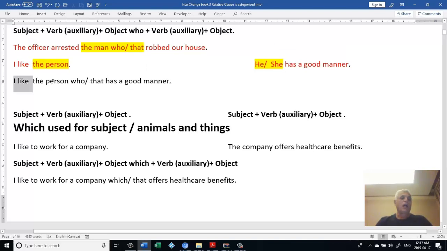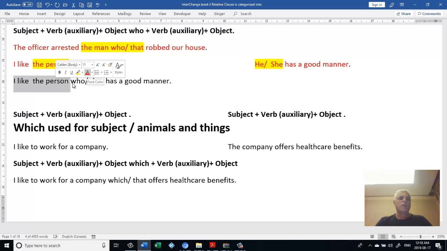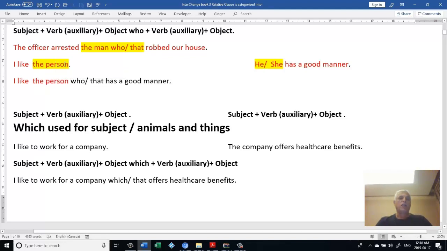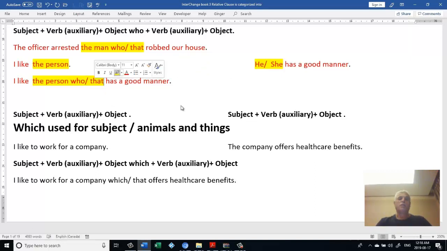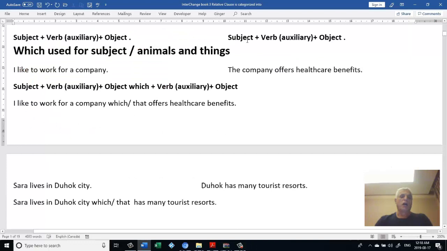For example, I like the person. That's from the first sentence. Then from the second sentence, because here we have it in the object, here we have it in the subject. Then we continue with the second sentence, who or that has a good manner. If we look here, still we have the common between the two sentences. We have subject, verb, auxiliary, object. Second sentence, subject, verb, auxiliary, object.